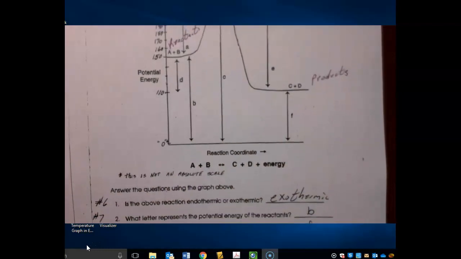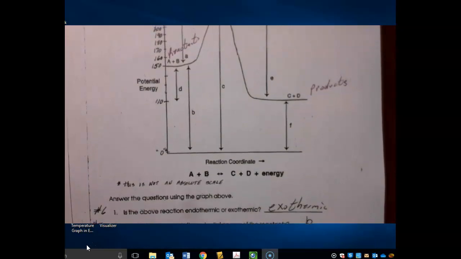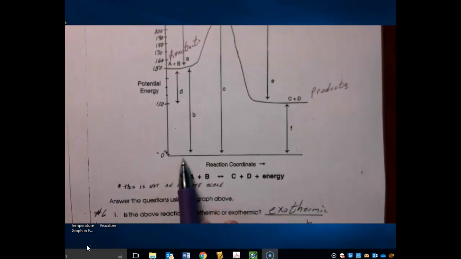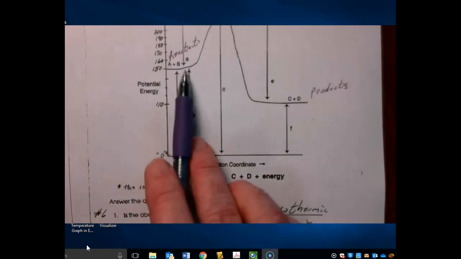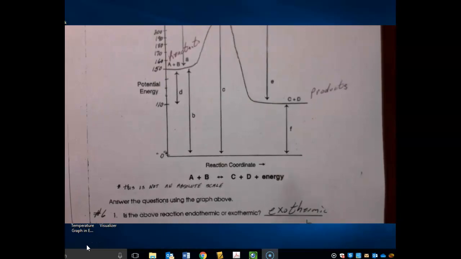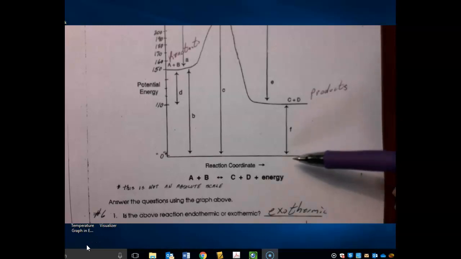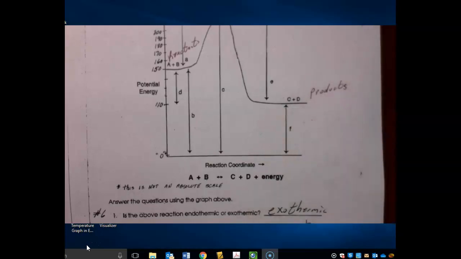The next question you were asked was: what letter represents the potential energy of the reactants? When it says potential energy, it's really meaning the energy from the baseline. So the energy of the reactants would have been letter B here. Then the next question was: what letter represents the potential energy of the products? The products' potential energy would be letter F. These are the products, and this would be the energy they have.